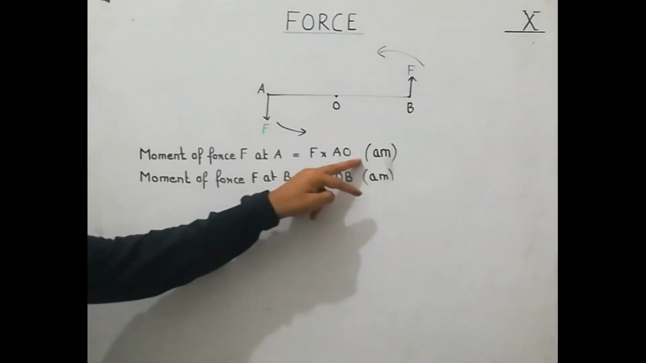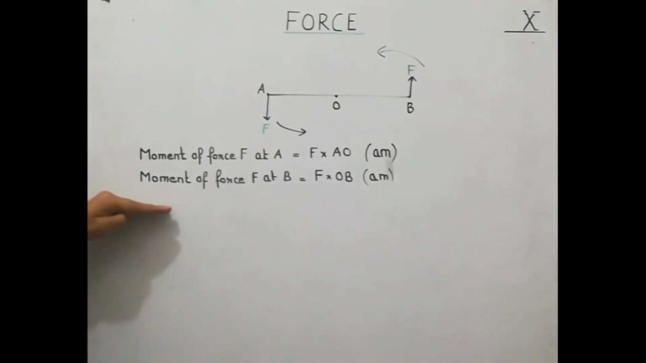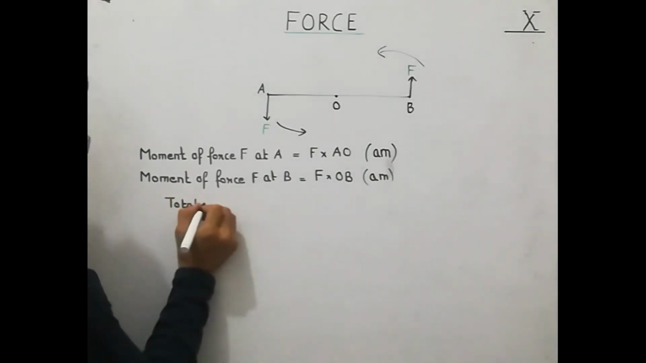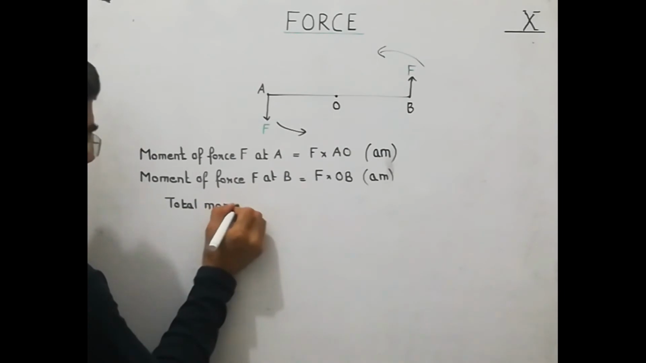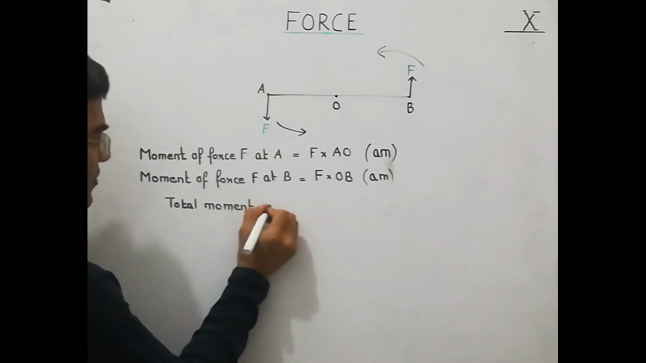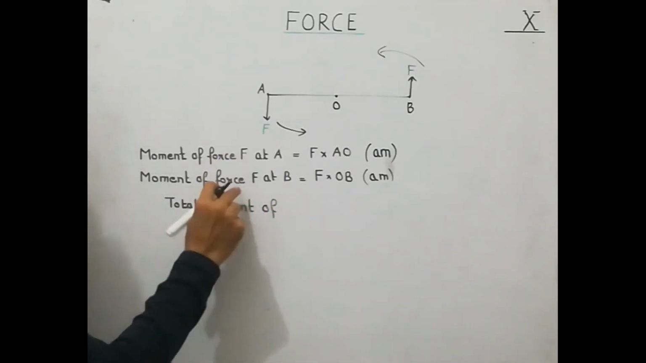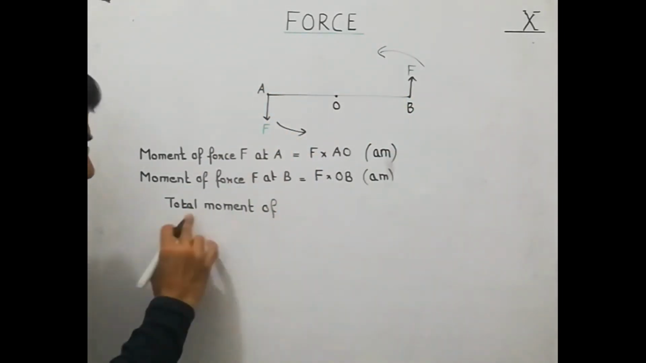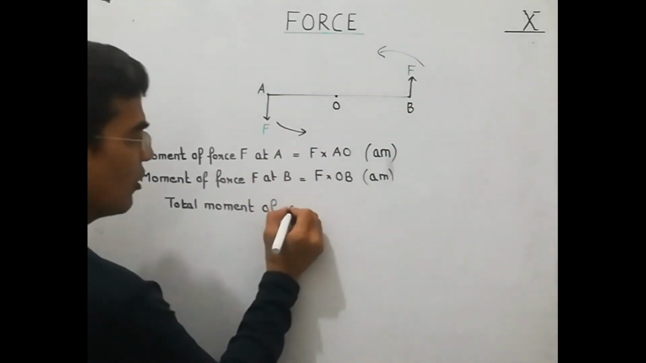Now these two moments are in the same direction, so the resultant will be added up. So total moment. And now we will say this is not the total moment of force. These two forces together were forming a couple. So we will say total moment of couple.